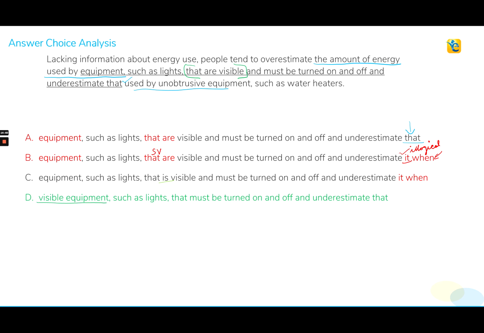And the sentence uses this very succinct expression, "visible equipment, such as lights that must be turned on and off," and "underestimate," which we have already established is correct in choice A, the original sentence, and hence there is no problem with choice D. Absolutely pretty and beautiful. Choice E, again, incorrect. Again, very easy to discard if you understood how the usage of "it" and "when" brings about error in choice E. So choice D indeed is the correct answer choice.